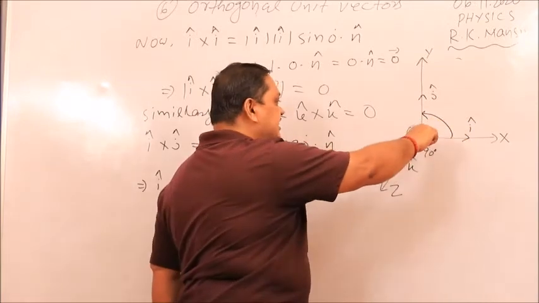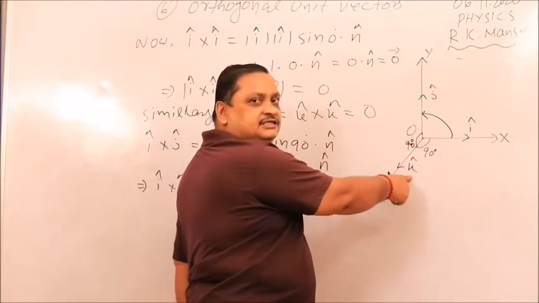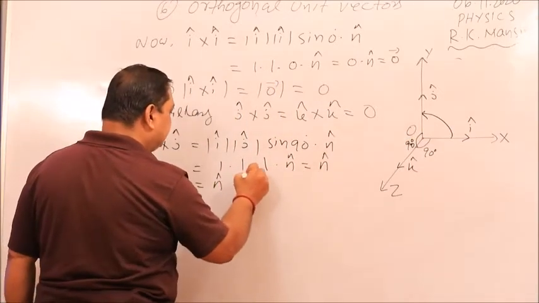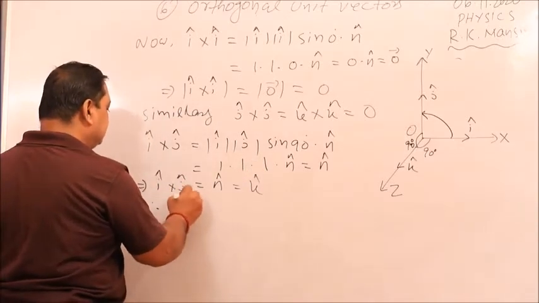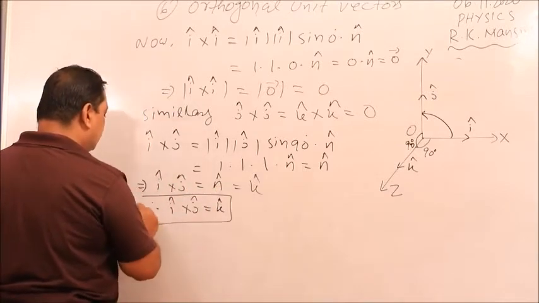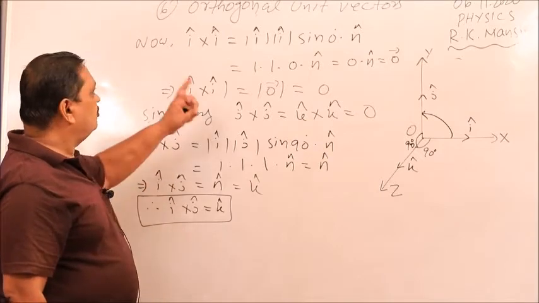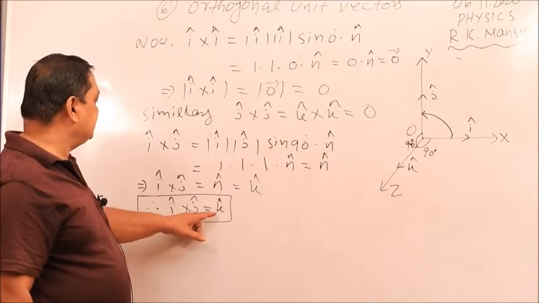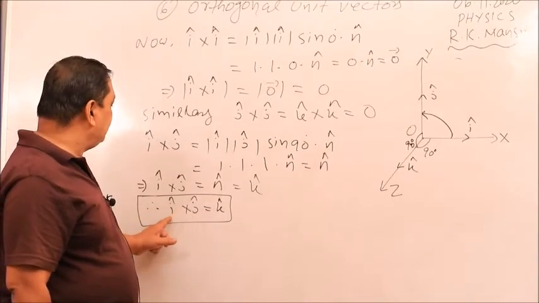That means this is the z axis, and along the z axis the unit vector is k cap. So the answer will be k cap. Therefore i cap cross j cap equal to k cap. So the cross product between orthogonal unit vectors is very important. i cap cross j cap equal to k cap. Then we will find out j cap cross i cap.